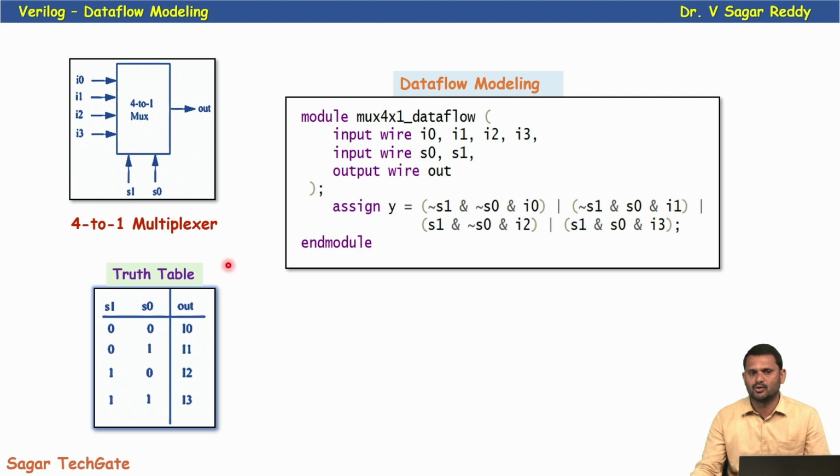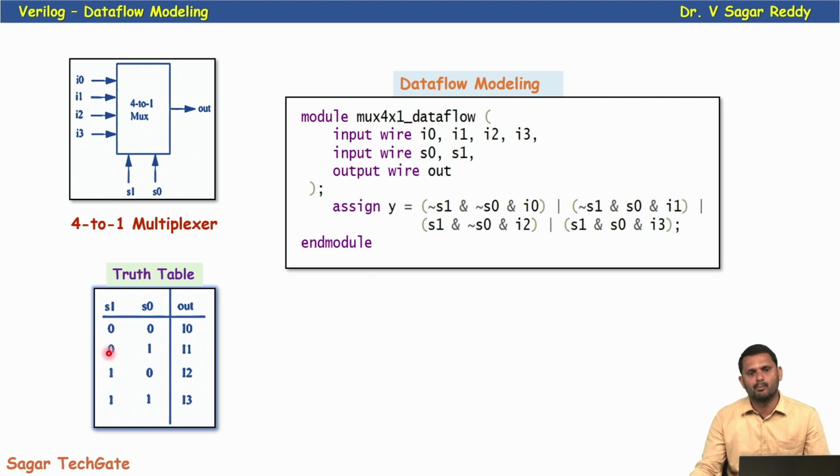So how do I write this? Assign y is equal to, now see this expression, negation S1, negation S0, complement S1, complement S0 into I0. For example, if both S0 and S1 are 0, 0, then 0 complement 1, 0 complement 1. So 1 into 1, 1 into I0, then y is equal to I0. In the remaining cases, we'll get 0. So y is equal directly to I0 when S0 equal to 0 and S1 equal to 0. Like that you can write.